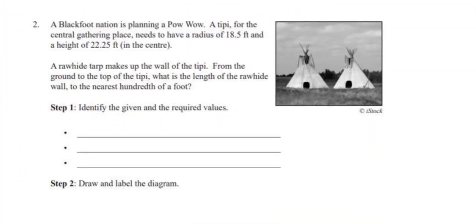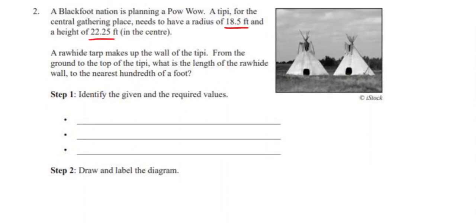Okay, I'm going to pause it. I'm going to see if you guys can do this one. So read through the question. Well, here, I'll help you read through. It says, a Blackfoot nation is planning a powwow. A teepee for the central gathering place needs to have a radius of 18.5 feet and a height of 22.25 feet in the center of the teepee. Then a rawhide tarp makes up the wall of the teepee. From the ground to the top of the teepee, what is the length of the rawhide wall to the nearest hundredth of a foot? All right, so can I get you guys to try to sort that one out?